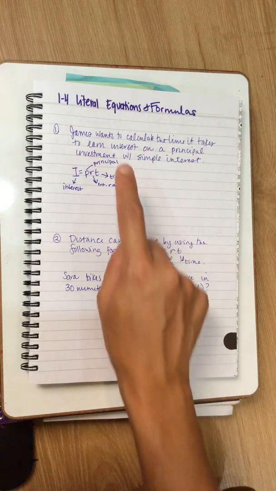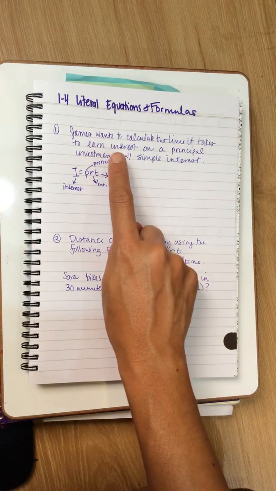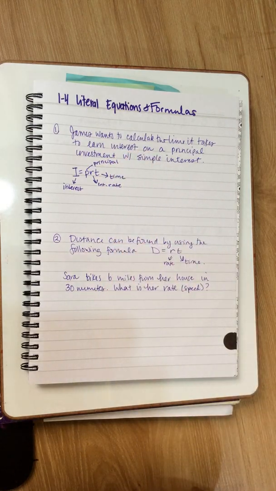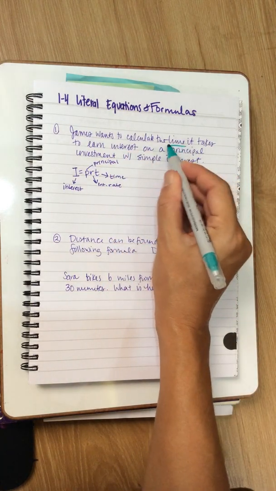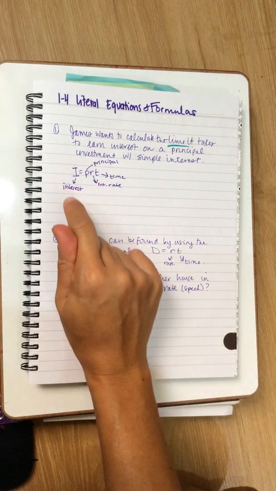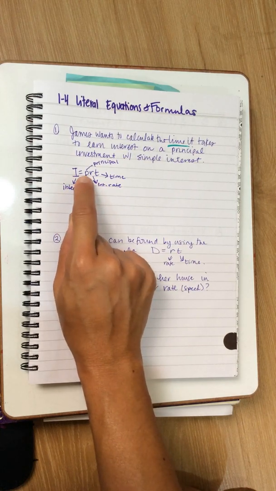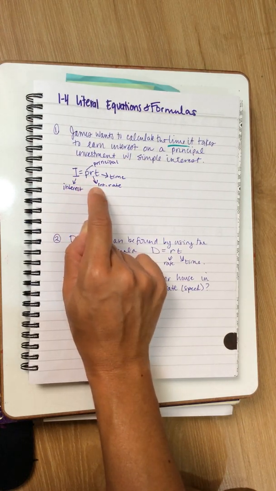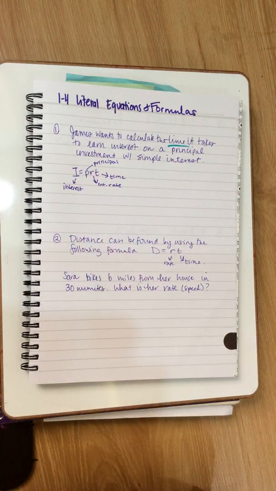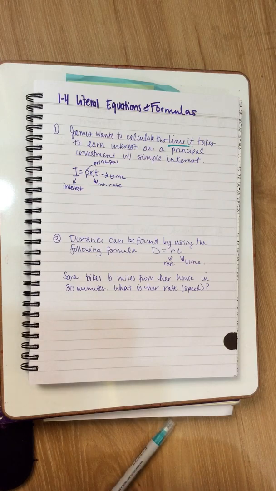Okay, so he wants to figure out the time it takes to earn interest on a principal investment with simple interest. So basically he knows the interest he wants to make. He knows how much money he wants to put in there, and he knows the interest rate of the bank. But he doesn't know how much time he has to leave it in there. So he's trying to solve this formula for time. So all they want us to do is rearrange it.